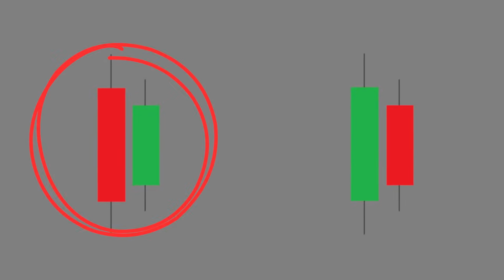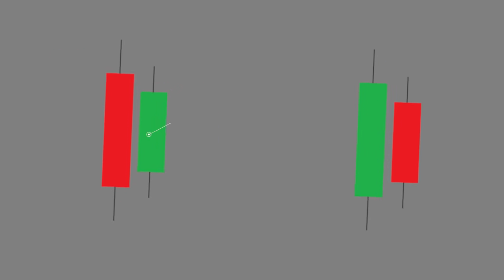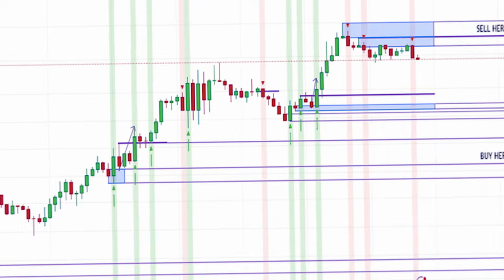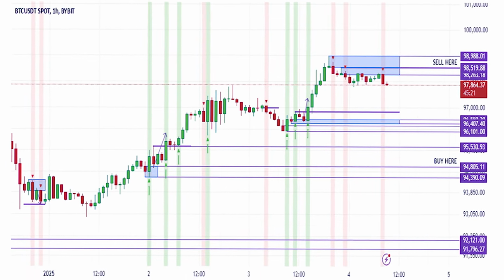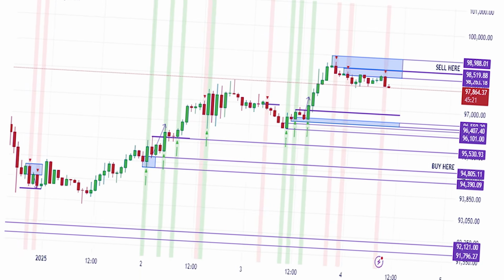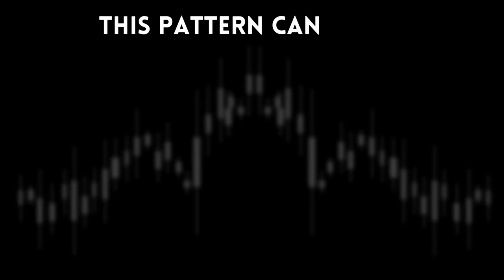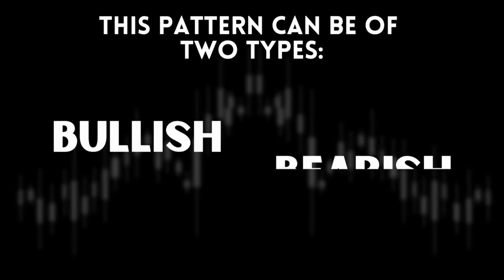Engulfing candlestick is a double stick pattern where the first candle has a smaller body, which is totally overpowered or engulfed by a larger candle of the opposite color. The key point is that the second candle should have a larger body on both ends. To be considered a true engulfing pattern, the larger bar should at least cover one previous smaller candle. However, it can cover multiple smaller bars at the same time. Now, this pattern can be of two types, bullish and bearish.